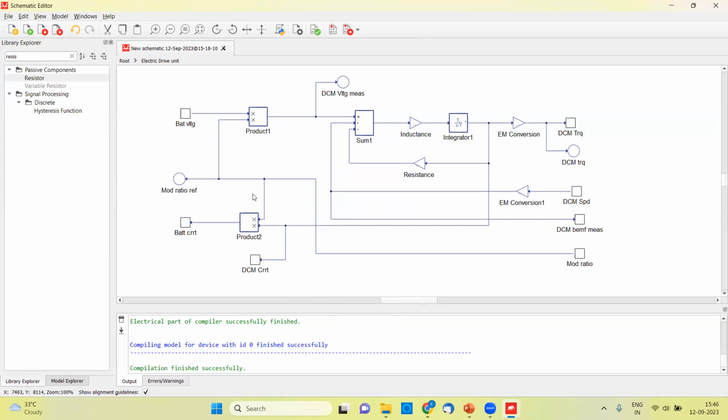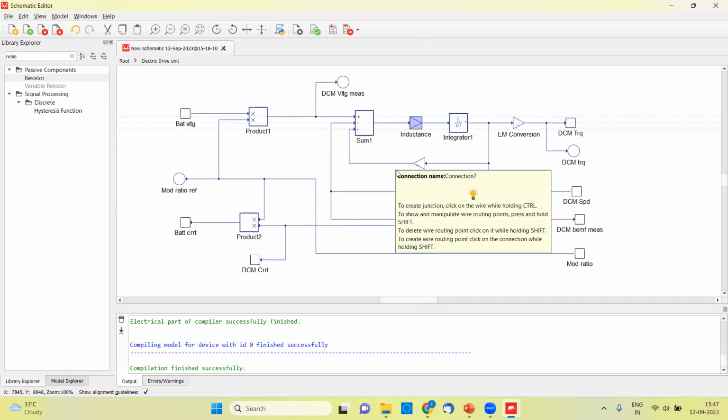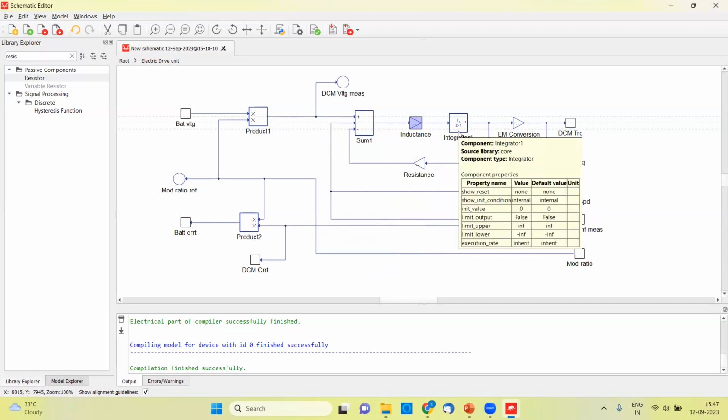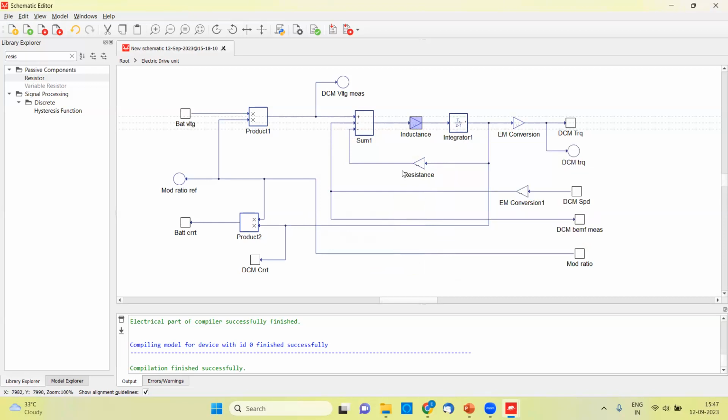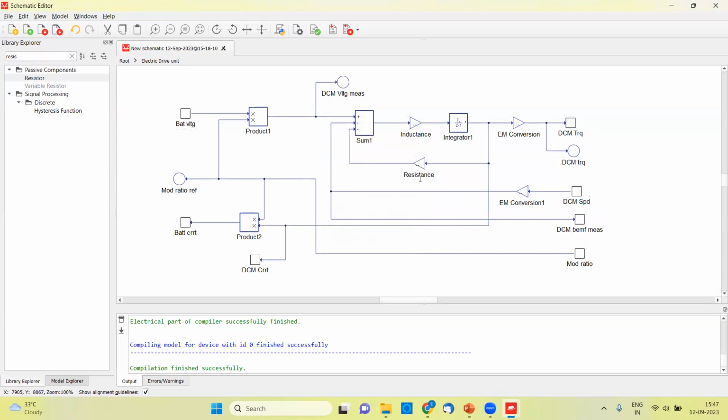Let me start one by one by giving the values. These components will not have any change in any of the properties. We will start with inductance. The inductance value I'm going to provide is 1 upon 1 e to the power minus 3, so this inductance is basically 1 millihenry. Then I have the integrator block. I'm not taking any initial value for this integrator. Then we have the resistance block. I'm providing a resistance of 0.08 ohms. This is my resistance for the DC motor.